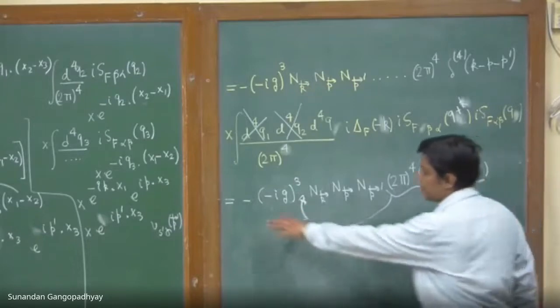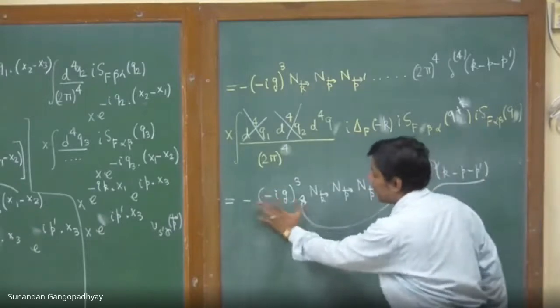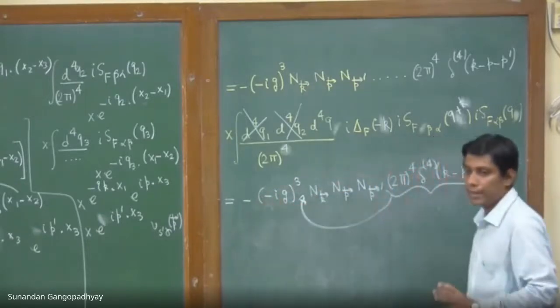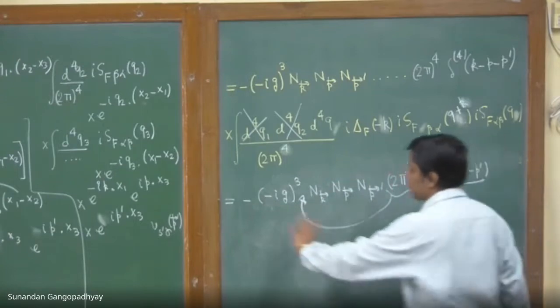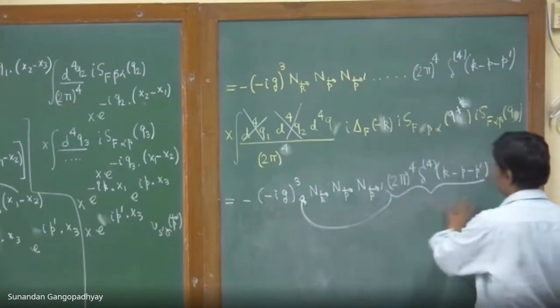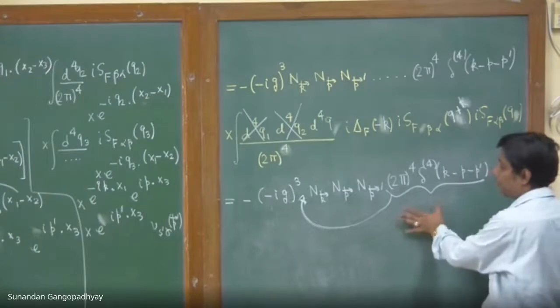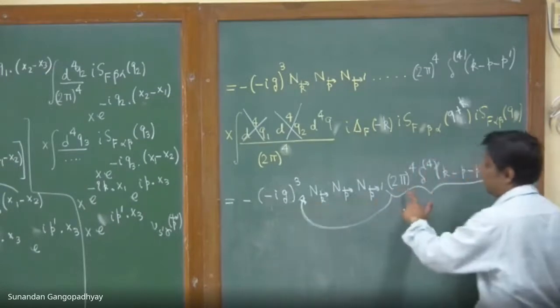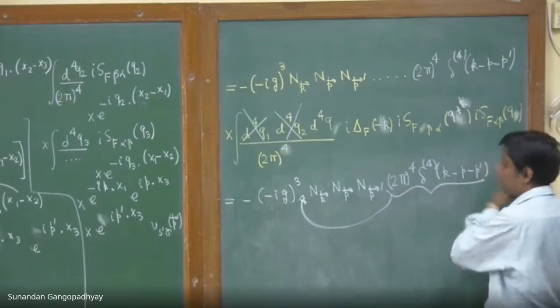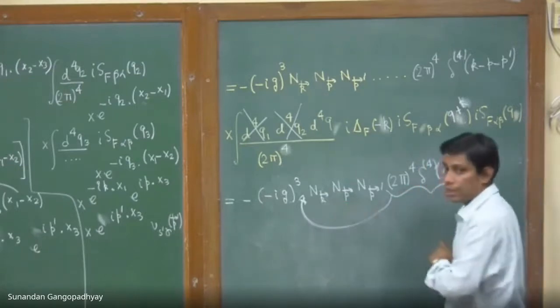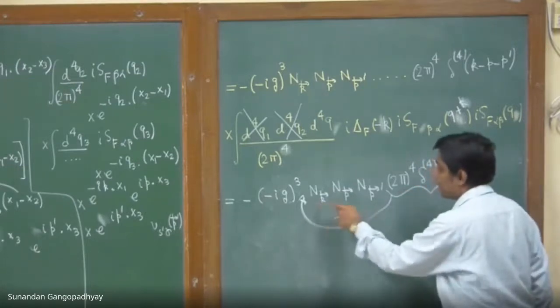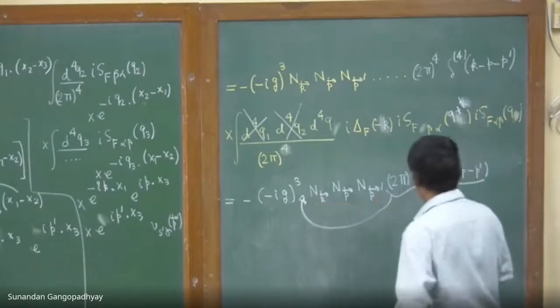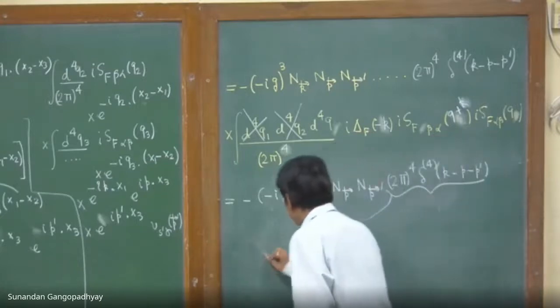So this takes into account the vertex part. For each vertex you have a factor of minus Ig. So that gives you minus Ig whole cube. Then you have this overall four-momentum conservation, energy-momentum conservation relation that you have to write along with the factor of 2 pi whole 4. Then you have these external lines, the normalization factors.